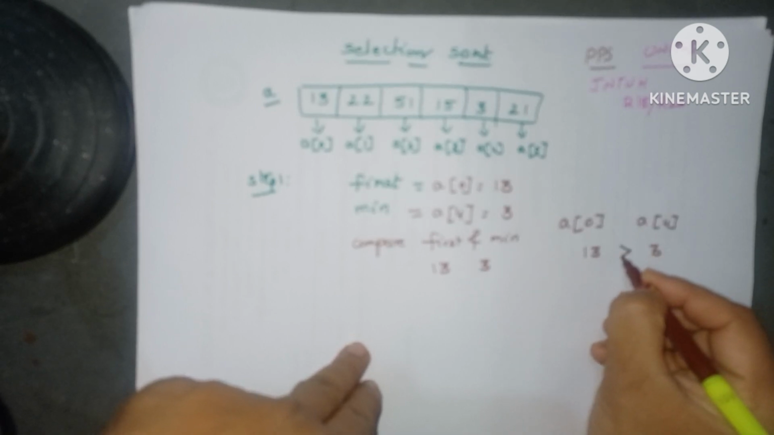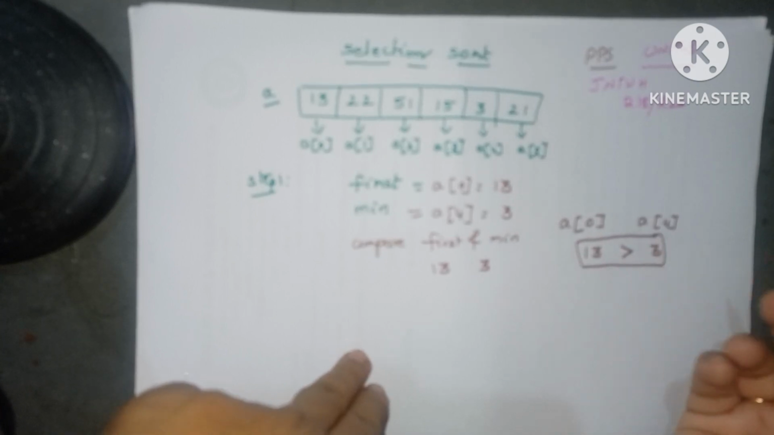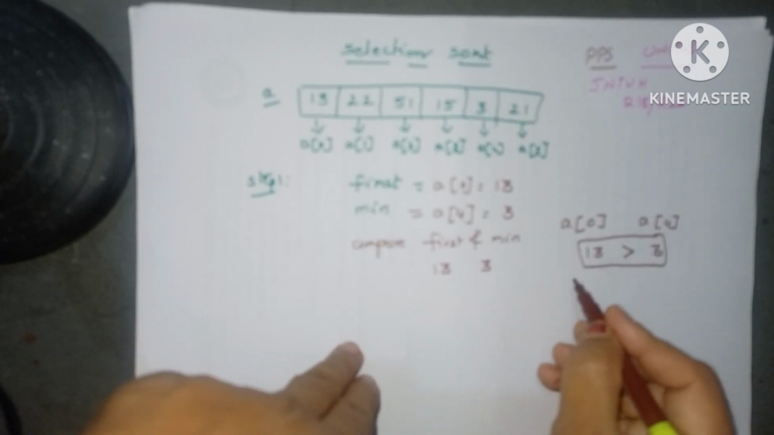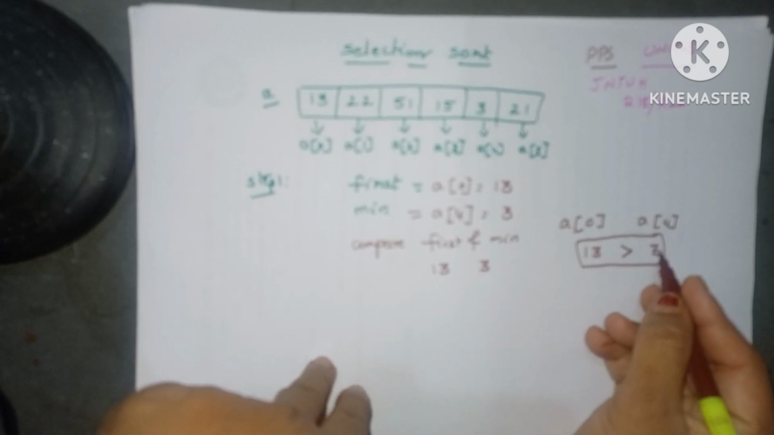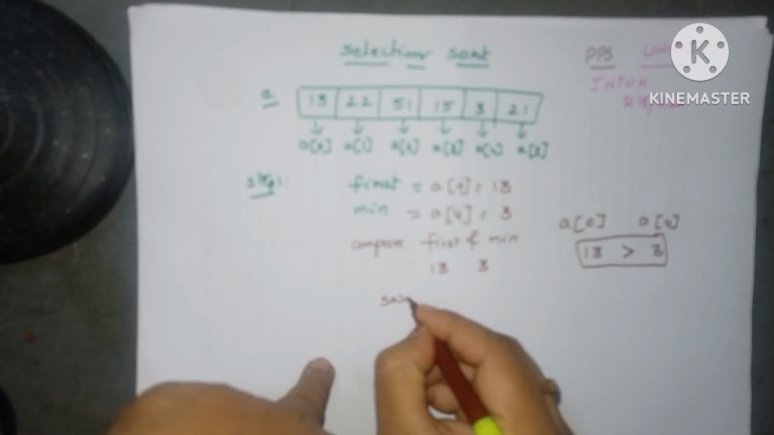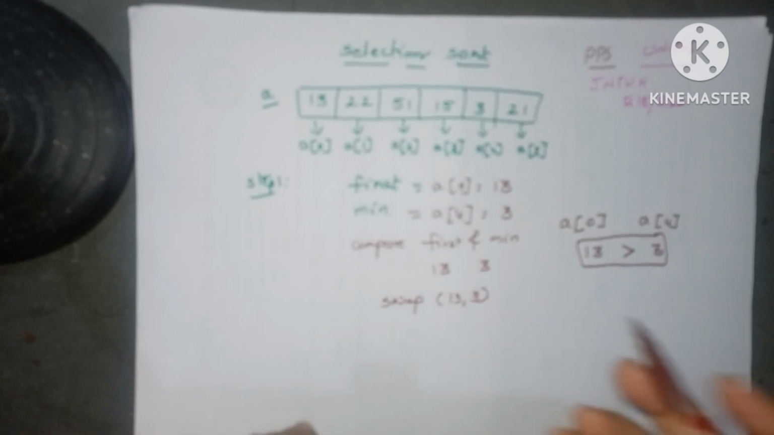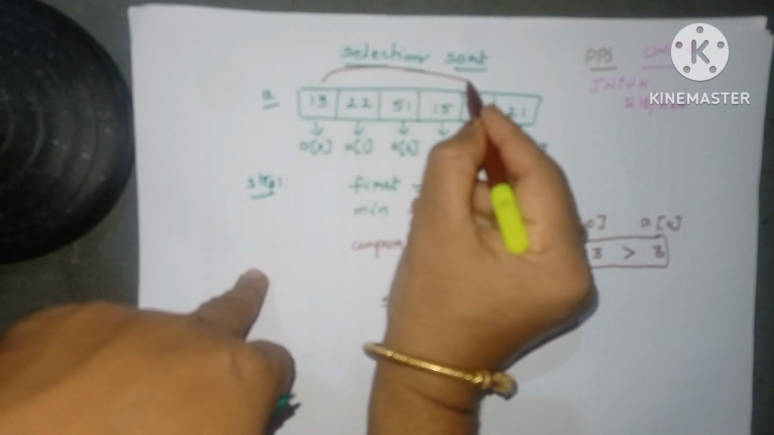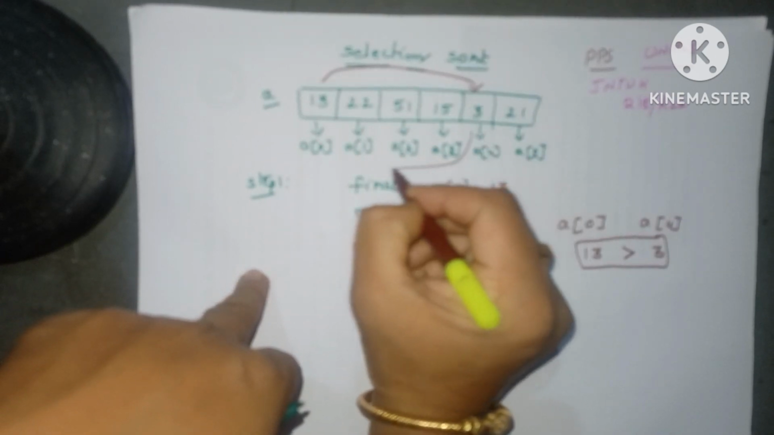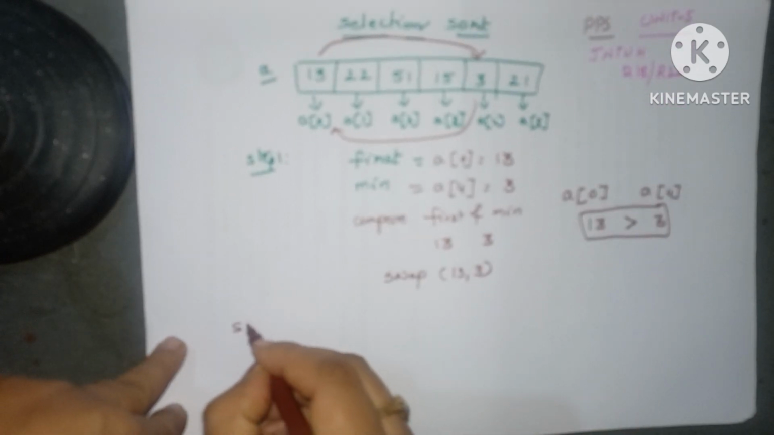So 13 is greater than 3. That means the first element is more than the smallest element. Whenever the first element is more than the smallest element, we just swap them. Exchange the elements 13 and 3. That means 13 is changed to 3 and 3 is changed to 13. Positions will be changed.